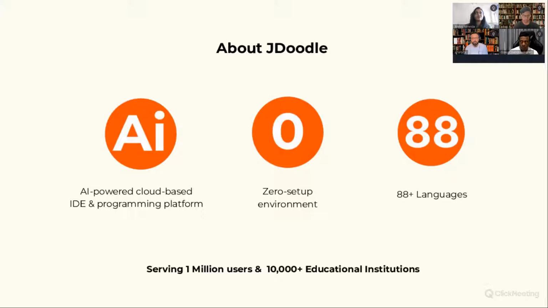We also feature a Chrome extension and a mobile application. We have compiler APIs, embeds, an assessment platform, and an AI coding assistant, which is called JDroid. We serve around 1 million users on a monthly basis, and we empower educational institutions and edtech platforms, around 10,000 plus. We help them in making education more interactive and more engaging.